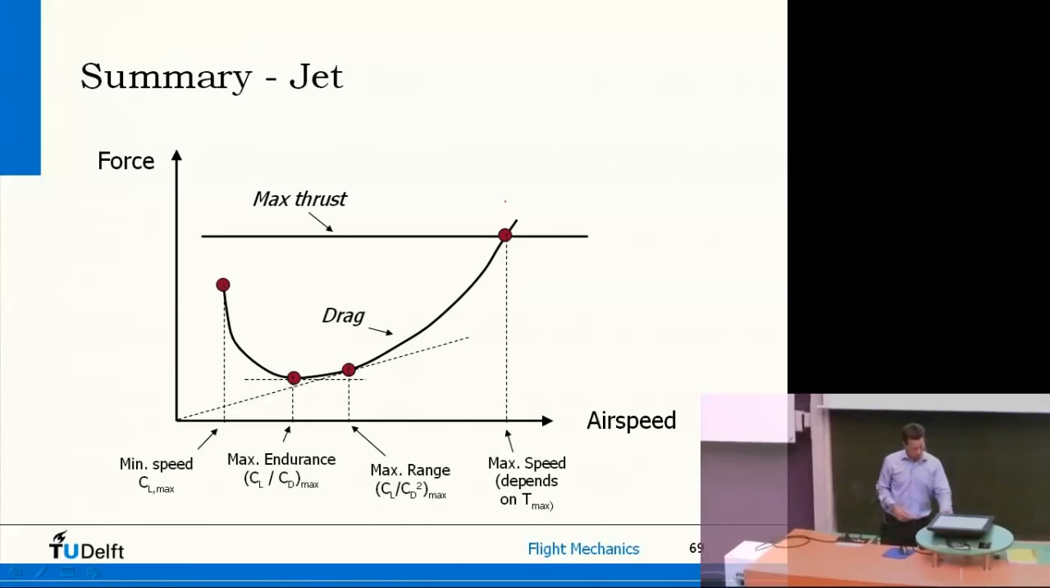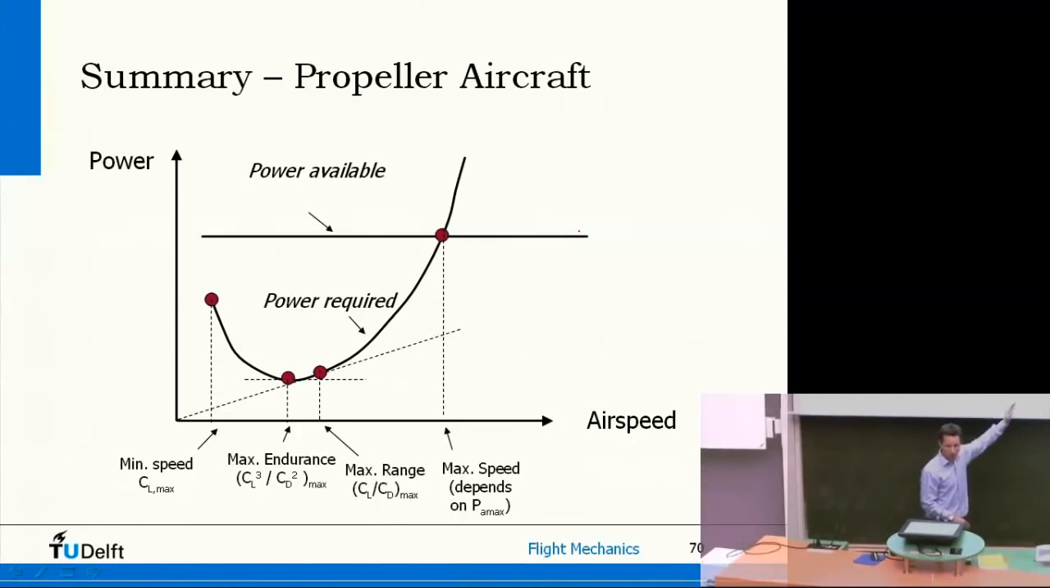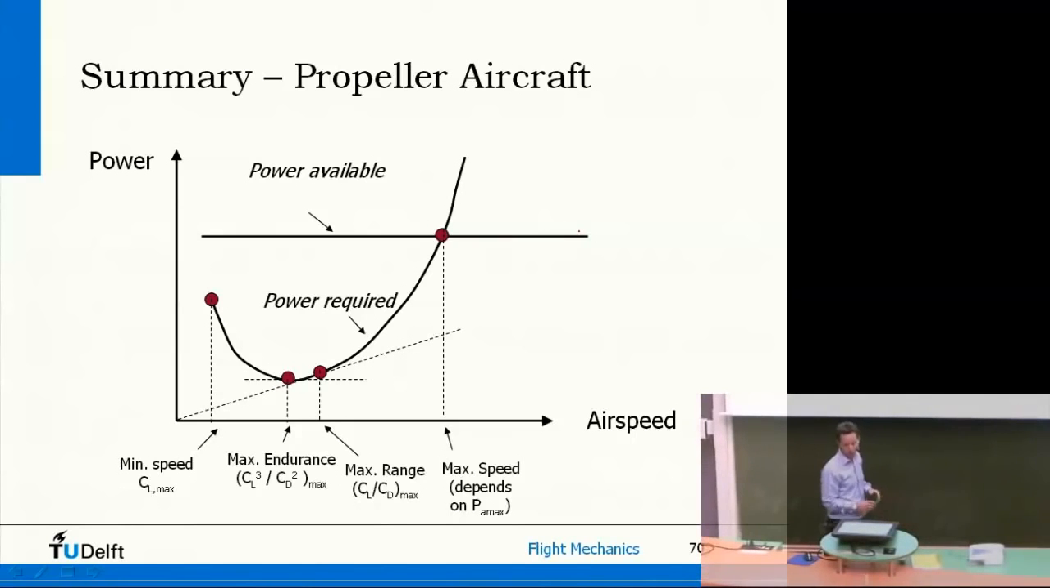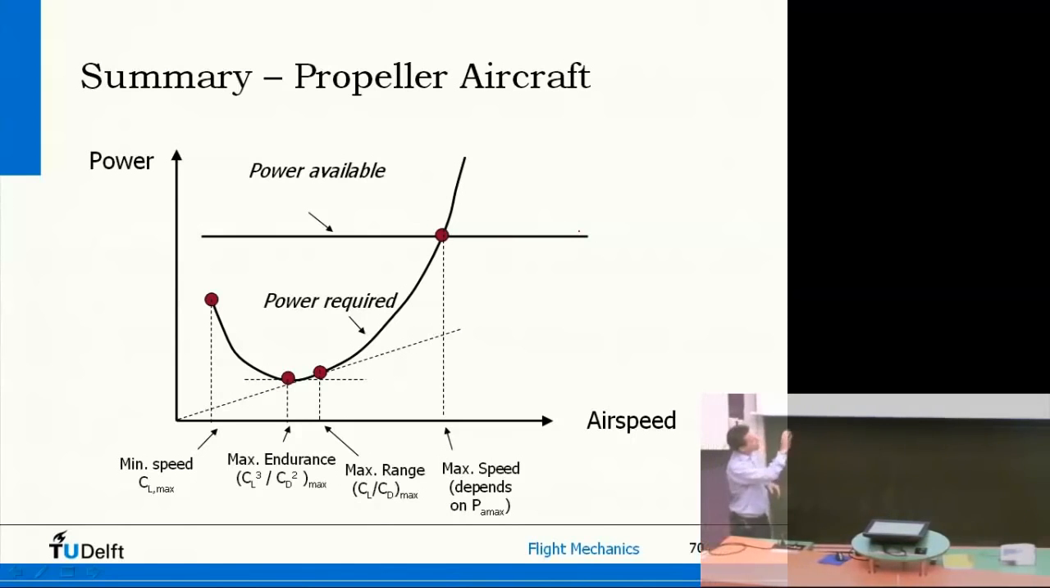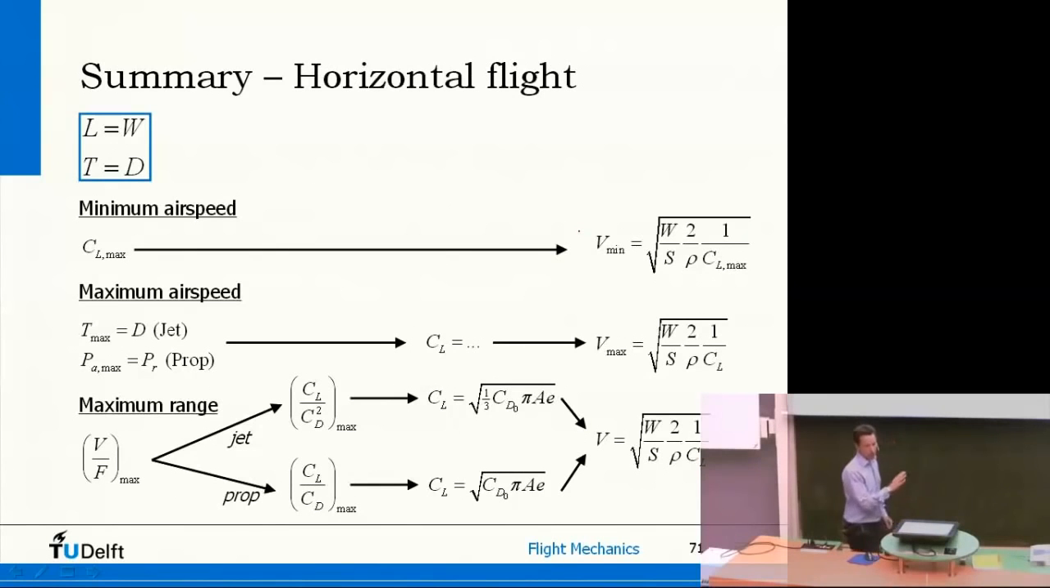This is for a jet, and if you draw it for a propeller aircraft, where we say we don't have constant thrust but constant power, then the diagram looks more or less exactly the same. You start with minimum speed, maximum endurance, maximum range, and maximum speed depending on the power of the propeller. The only difference is that now we work with a power diagram. So in two diagrams you can summarize everything. And then these two sheets are just for if you try to solve questions.